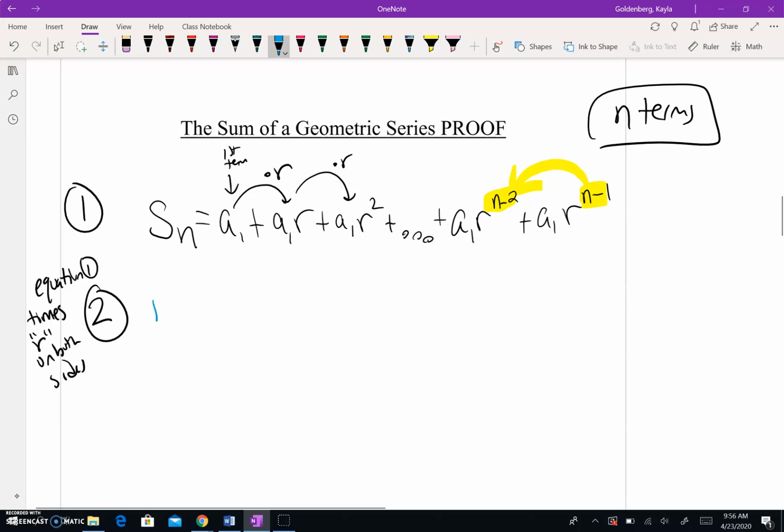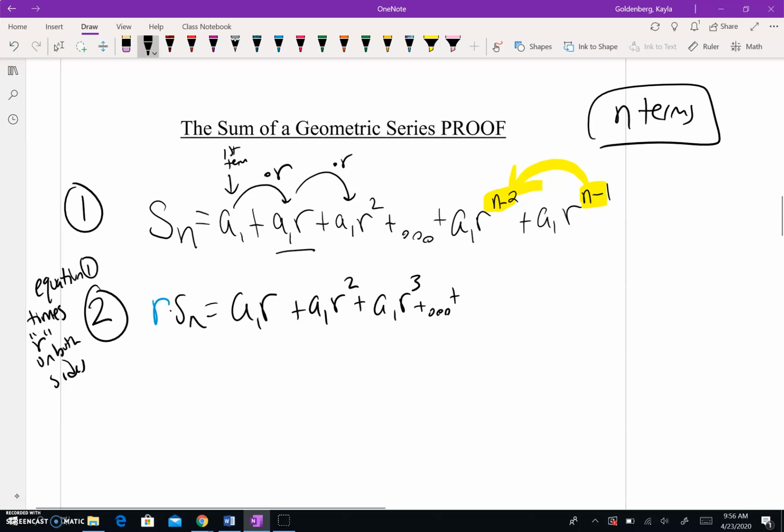So I'm going to write it out. So it's going to be r times s sub n, your sum of the n terms. And then I'm going to have a1 times r plus a1. Now remember, this one used to be r, so r times r is r squared. So notice your powers are going up by 1 each time, r cubed plus dot dot dot.